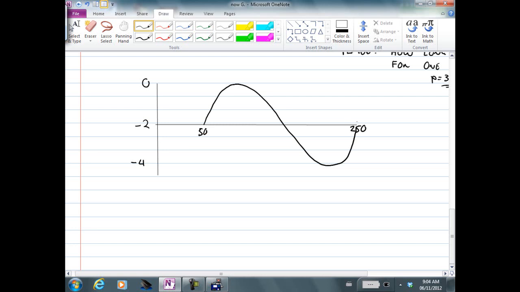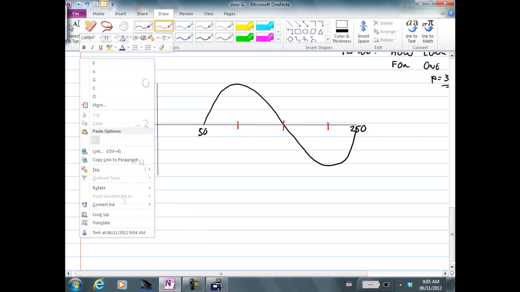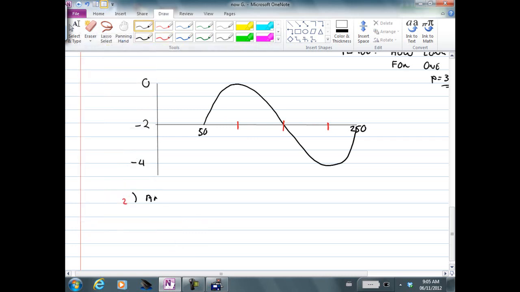Guys and gals, I want you to tell me everything I need to know. First of all, you're going to label these red pieces, number 1. Number 2, I want to know my amplitude. 3, what's my midline? 4, what's my period? Amplitude is going to be negative? Can't be negative. Guys, I'm going to pause it.